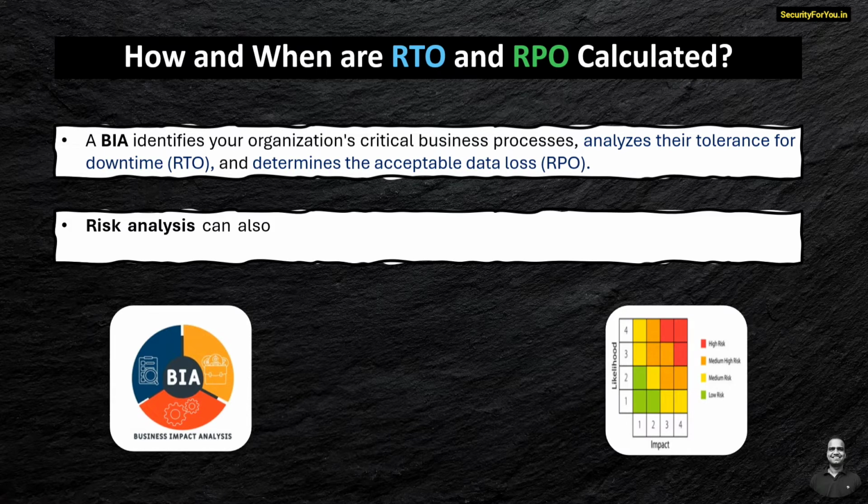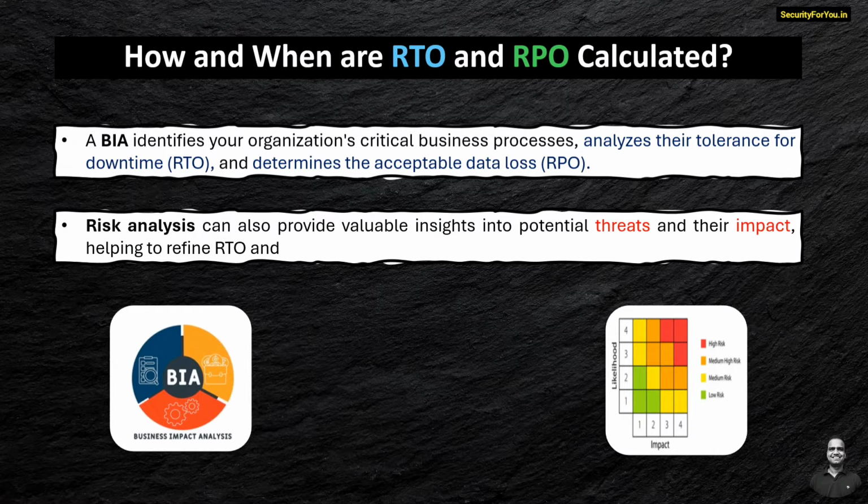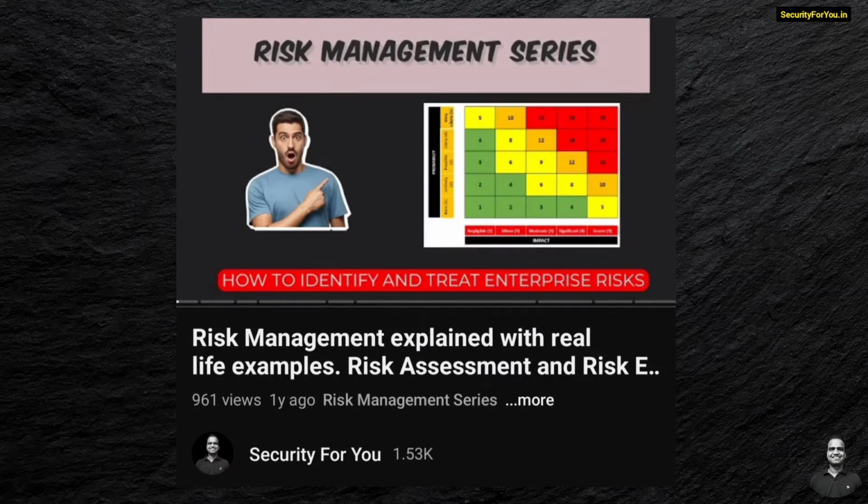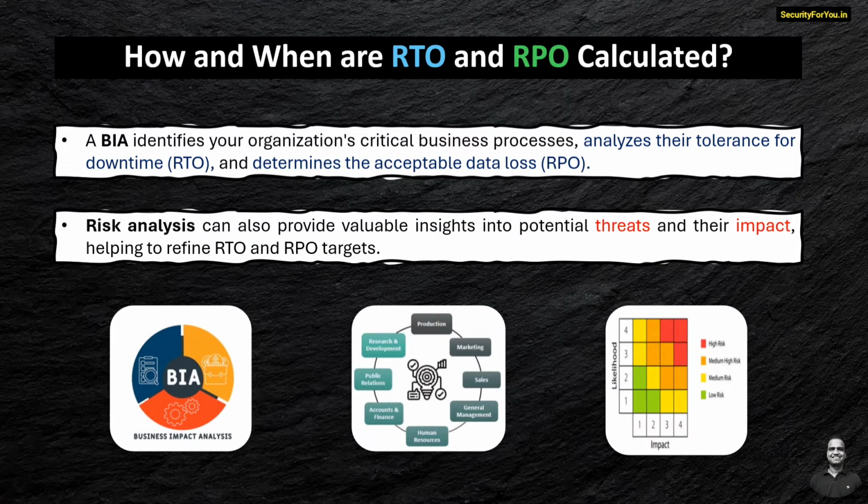Risk analysis can also provide valuable insights into potential threats and their impact, helping to refine RPO and RTO targets. In determining RTO and RPO targets, key stakeholders from different departments come together to assign numerical values to desired recovery times and acceptable data loss. I have made a detailed video on risk analysis and risk assessment which you can go and watch for better understanding. So now we have discussed RPO and RTO.